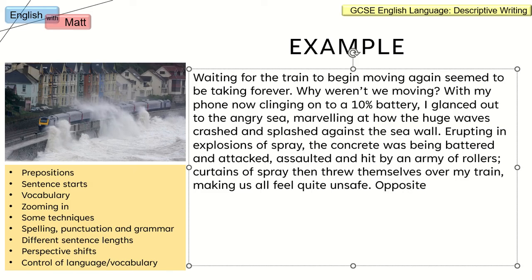Preposition, opposite, a row of houses glanced out to the, so a bit of personification, they're glancing. Tempestuous, which is an adjective to do with stormy. It's where Shakespeare takes his title for The Tempest from, because that's also about stormy weather. It's tempestuous. Ocean. Opposite, a row of houses glanced out to the tempestuous ocean.